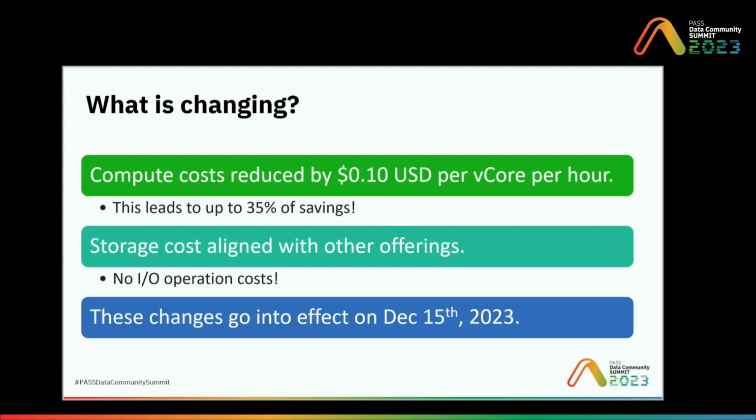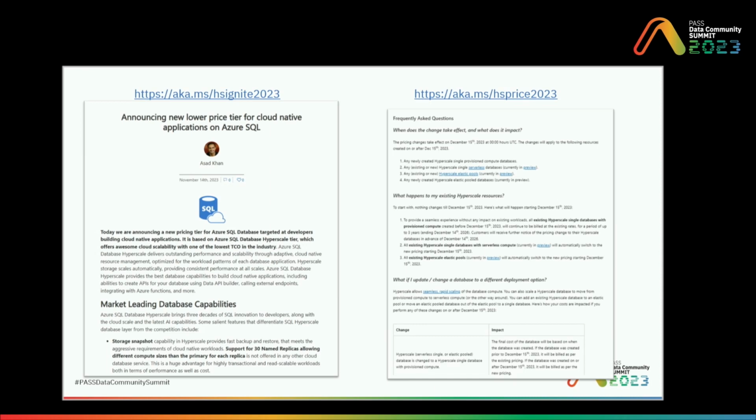These changes are not going into effect immediately. We have a 30-day period after which it starts taking effect, at which point in time you'll see these new prices reflecting in the pricing page, pricing calculator, and in the portal. But if you wanted a quick preview, let me show you a screenshot in a minute, but there are blog posts that we published today which actually have a lot of details.